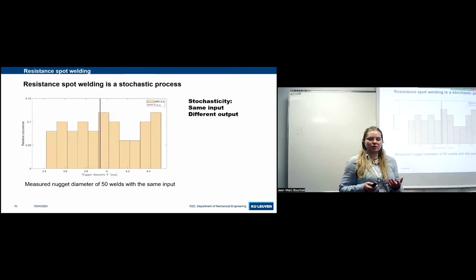Resistant spot welding is also what we call a stochastic process. This means that even if you use the same input over and over again, such as in this case, you will get different output. This is something that needs to be considered as well.